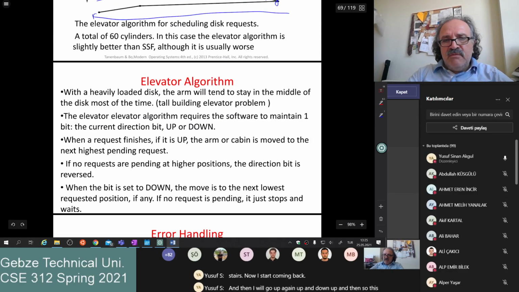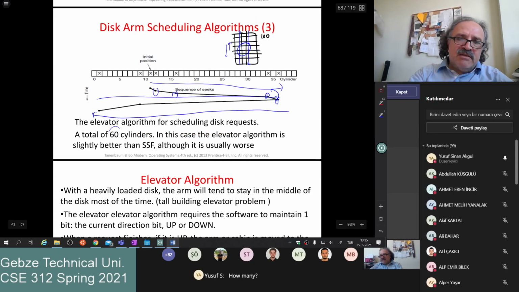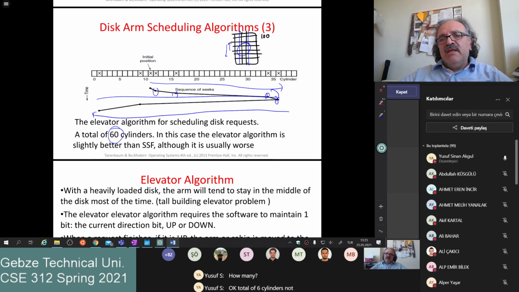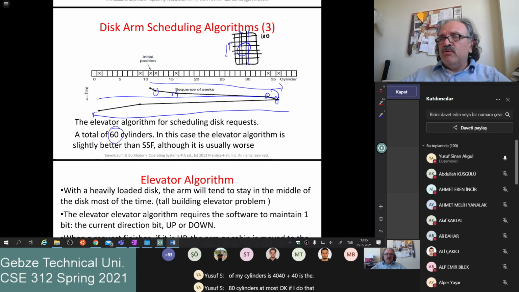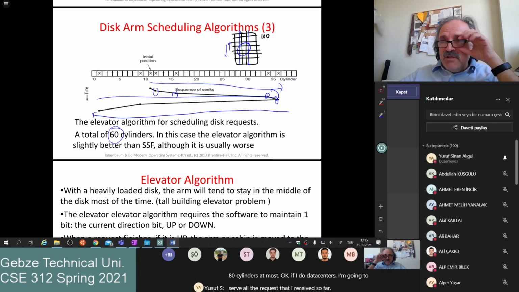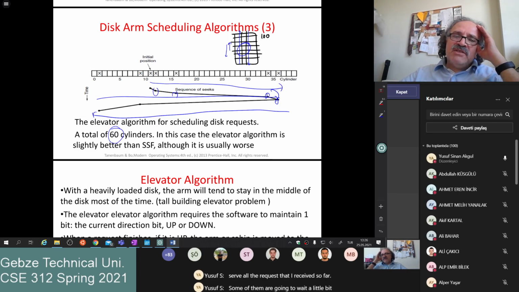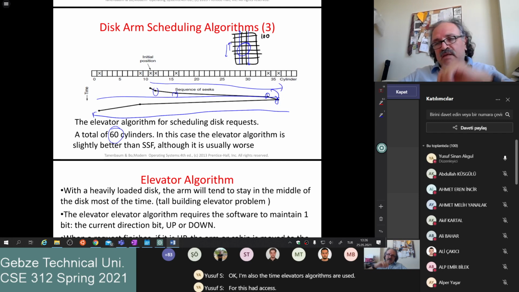And for the elevator algorithm, if I do the same thing again, how many? Okay, total of 60 cylinders. Not surprised because the range of my cylinders is 40. 40 plus 40 is 80 cylinders at most. If I do the 80 cylinders, I am going to serve all the requests that I received so far. Some of them are going to wait a little bit, but my overall efficiency is just 60 cylinders. And most of the time, elevator algorithms are used for disk head access optimization.